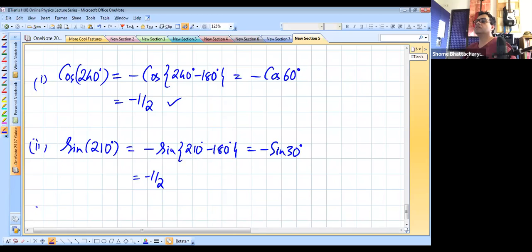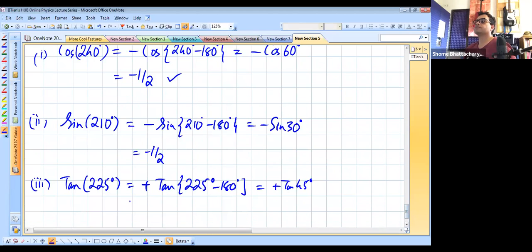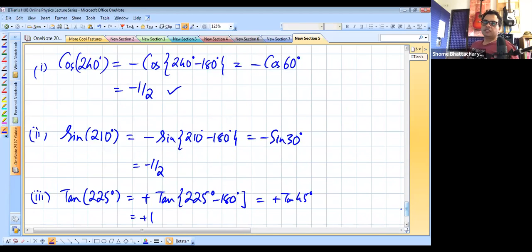And similarly, tan, but the only difference is tan in the third quadrant is positive. So when we are calculating tan 225, the sign will be positive, but it will again be expressed as theta, that is 225 minus 180. So it becomes positive tan 45 degrees. So it's unity, plus 1. Okay, so this is the application of the formula for the 3 questions.